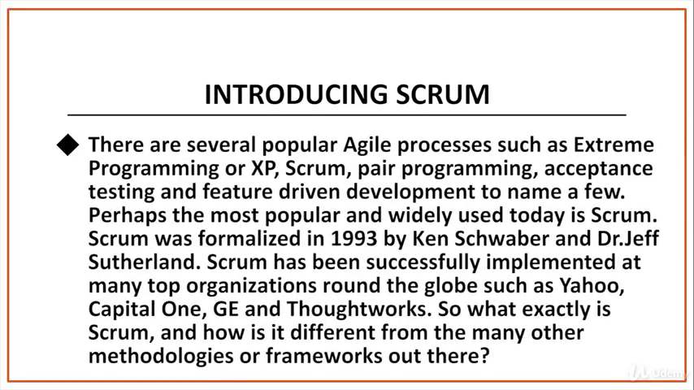There are several popular Agile processes such as Extreme Programming or XP, Scrum, Pair Programming, Acceptance Testing, and Feature-Driven Development to name a few. Perhaps the most popular and widely used today is Scrum. Scrum was formalized in 1993 by Ken Schwaber and Dr. Jeff Sutherland. Scrum has been successfully implemented in many top organizations around the globe such as Yahoo, Capital One, GE, and ThoughtWorks. So what exactly is Scrum, and how is it different from the many other methodologies or frameworks out there?